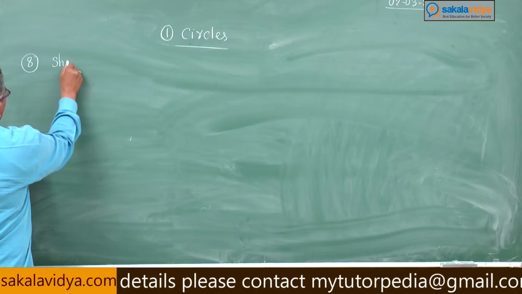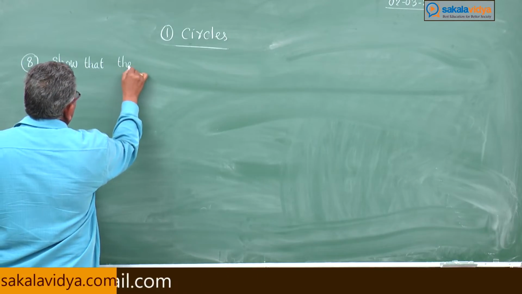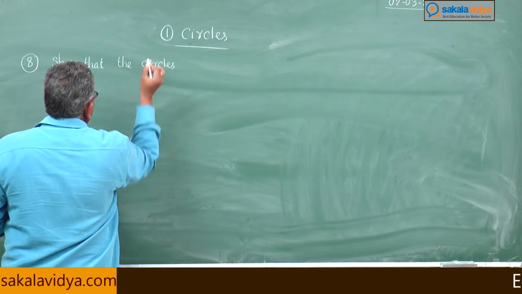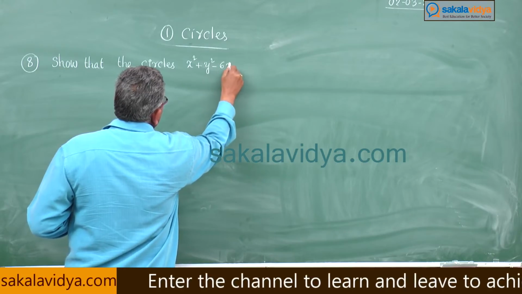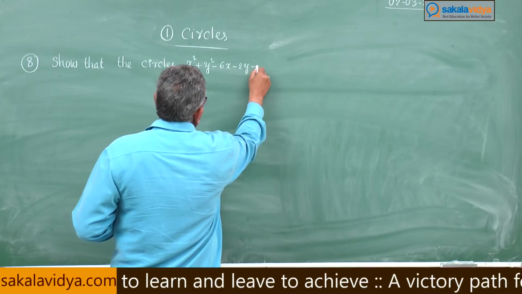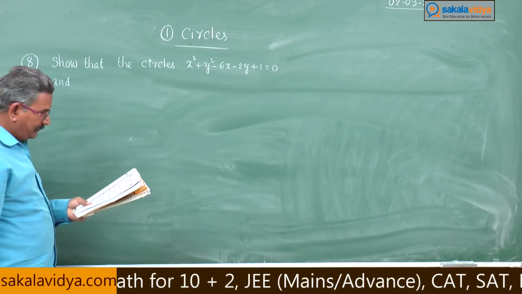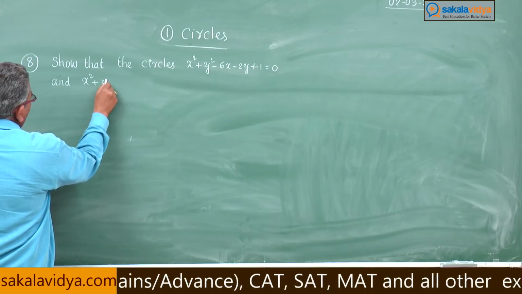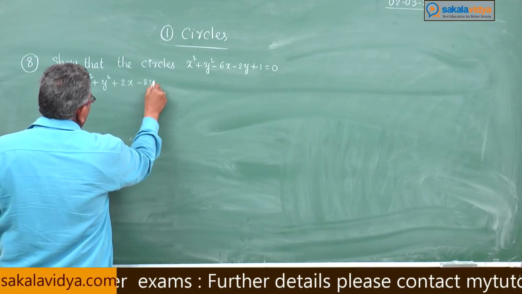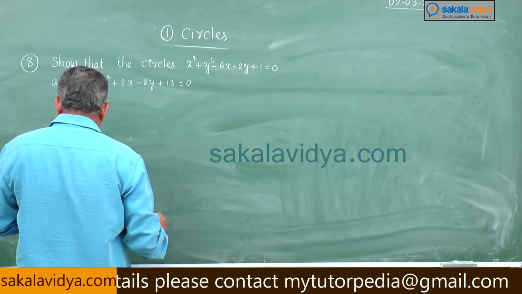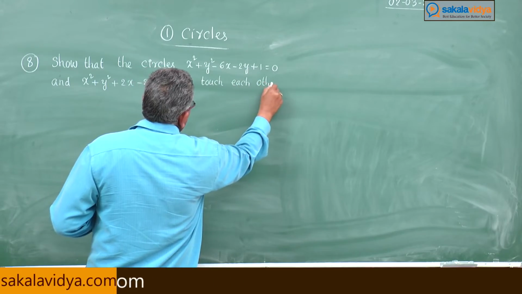Show that the circles x square plus y square minus 6x minus 2y plus 1 is equal to 0 and one more circle x square plus y square plus 2x minus 8y plus 13 is equal to 0 touch each other.